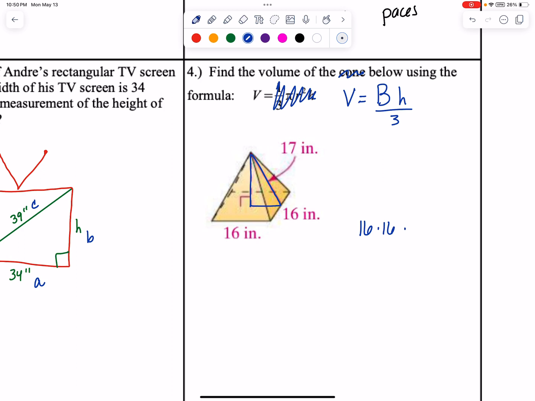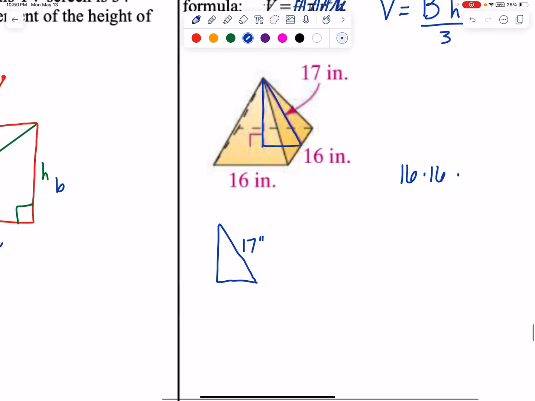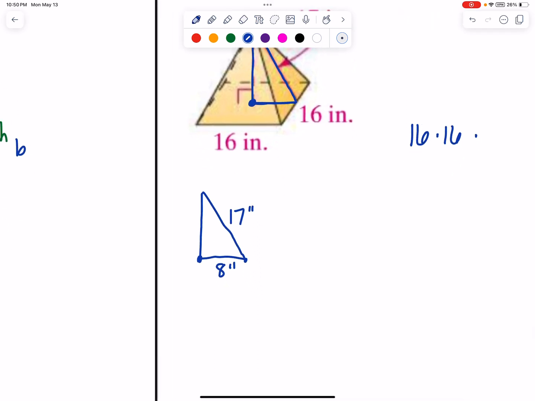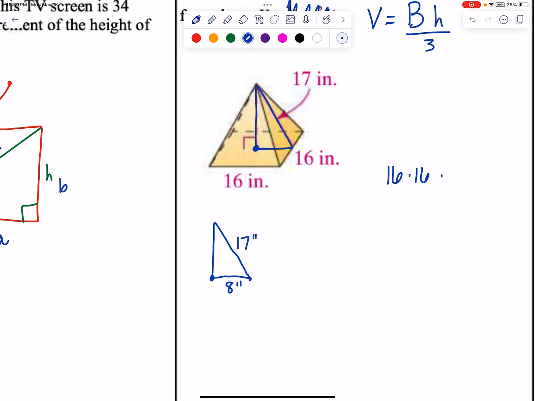We know the diagonal. So if I sort of pull this out here a little bit, we can look at it a little bit differently. We know the diagonal is 17 inches. Do you know what the distance is from the middle of our square to the outside of our square? Well, we do. We know the whole distance is 16, right? So half of that, from the middle to the outside, has to be 8. So now we know our two sides. We just don't know that height, right? And that's what we want to be finding, the height of our pyramid.